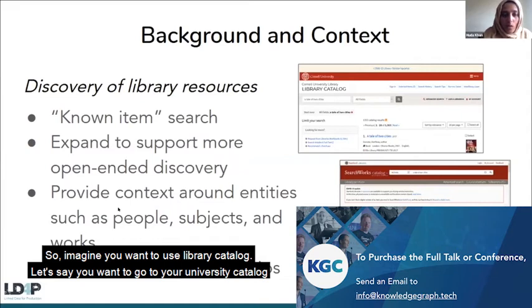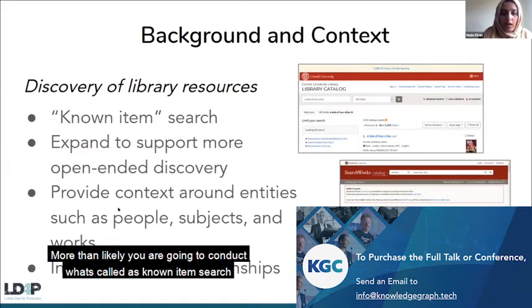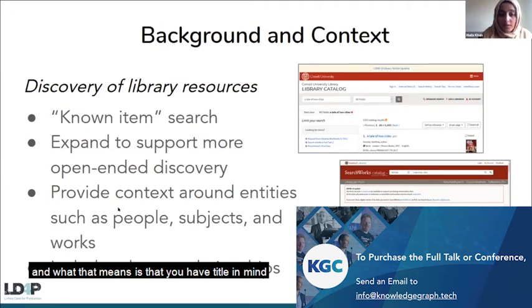So imagine you want to use the library catalog. Let's say you want to go to your university catalog. More than likely, you're going to conduct what's called a known item search. And what that means is you have a title in mind.